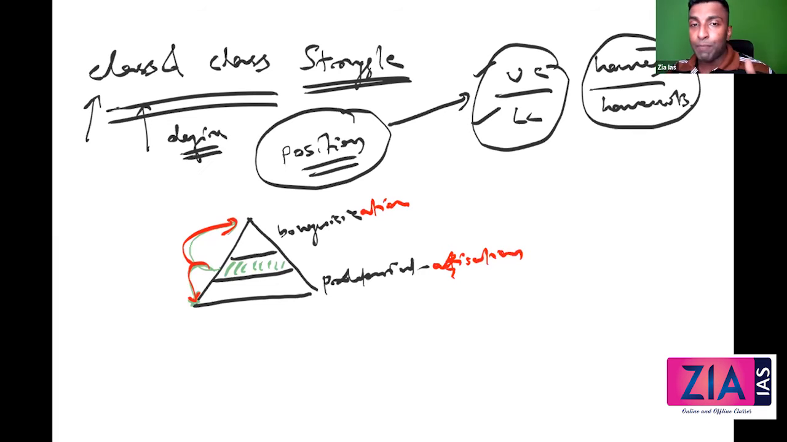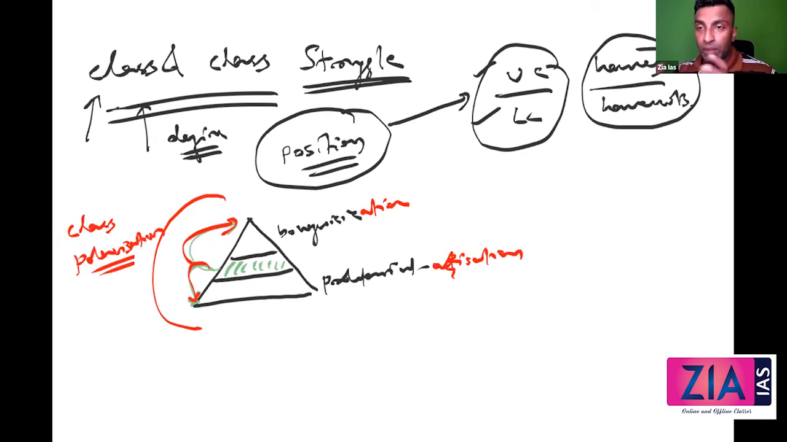Okay, and this process is what you call class polarization. So what Marx says is, over a period of time, the intermediate classes will be polarized into either upper class or lower class, either haves or have-nots, either bourgeois or proletariat, right? This typically happens in the capitalist system. So Marx generally talks about the capitalist setup.